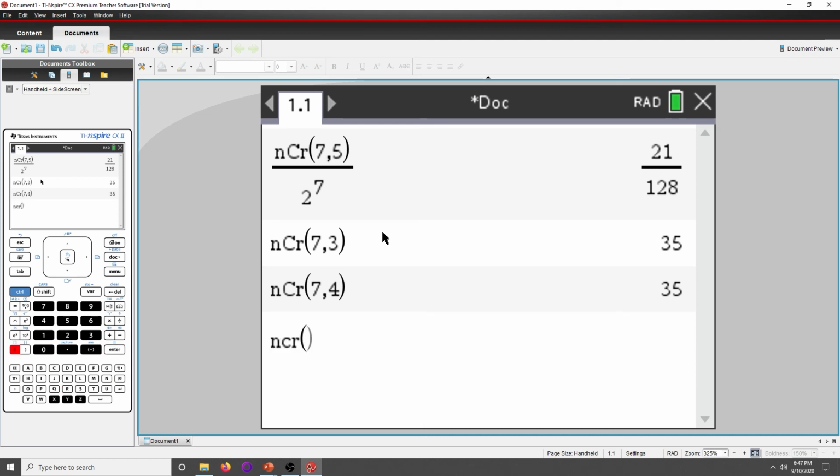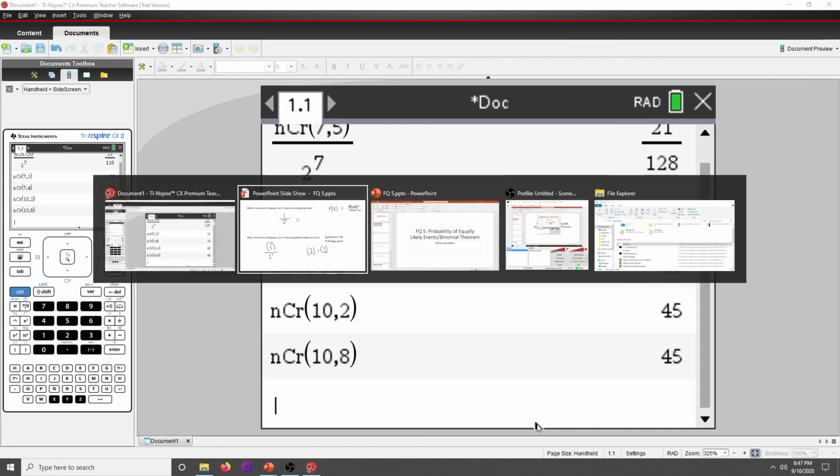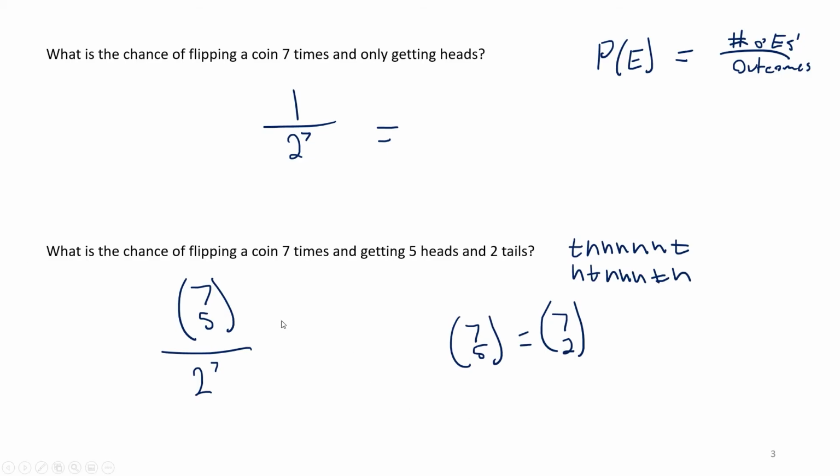nCr 10, 2 and nCr 10, 8, both 45. That holds true for any number. Two numbers that add up to it are going to have the same outcome when put into the combination formula. Just a useful thing.